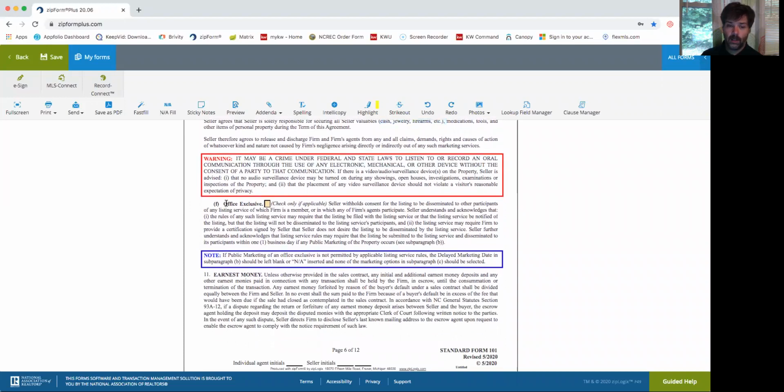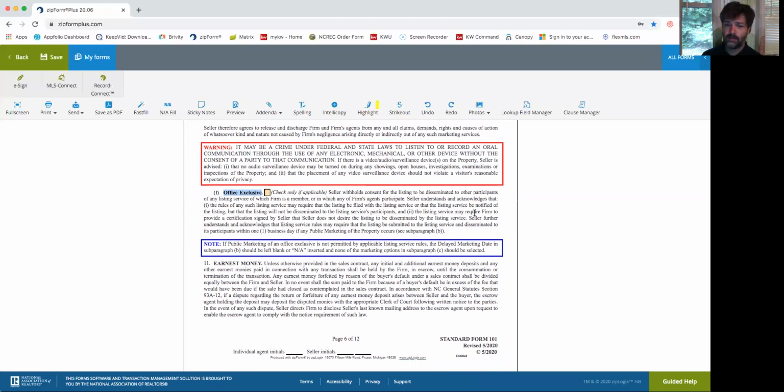Now, I did mention a minute ago, if I don't want it in MLS, then I can do an office exclusive listing. Now, keep in mind, this is an office exclusive listing, so only the firm listing this property can have knowledge that it is for sale. We cannot be sharing it, marketing it, syndicating it out otherwise. This is a box you would check here saying that the seller is going to withhold consent to be put in MLS, because it's in their best interest not to be in MLS, and they are allowed to do so.